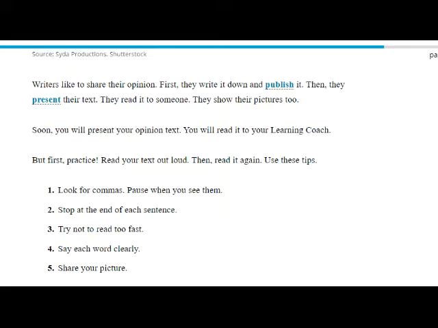But first practice. Read your text out loud, then read it again. Use these tips. Number 1. Look for commas. Pause when you see them. Number 2. Stop at the end of each sentence. Number 3. Try not to read too fast. Number 4. Say each word clearly. And number 5. Share your picture if you have one.